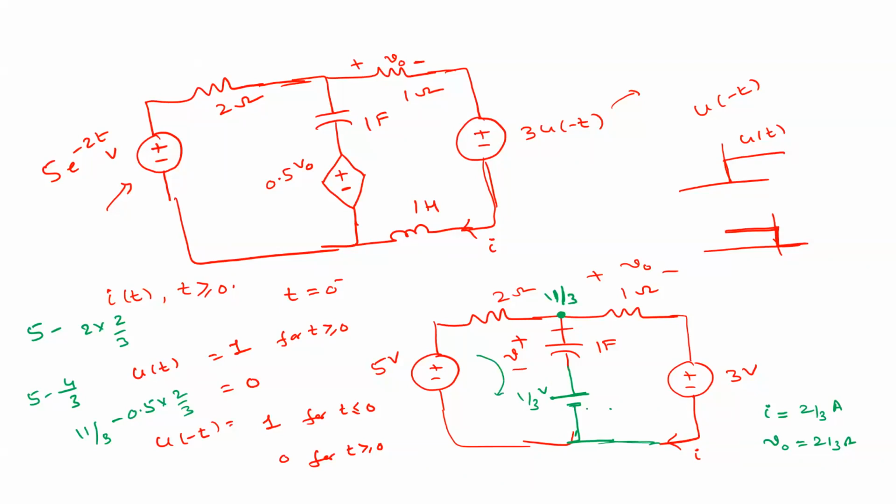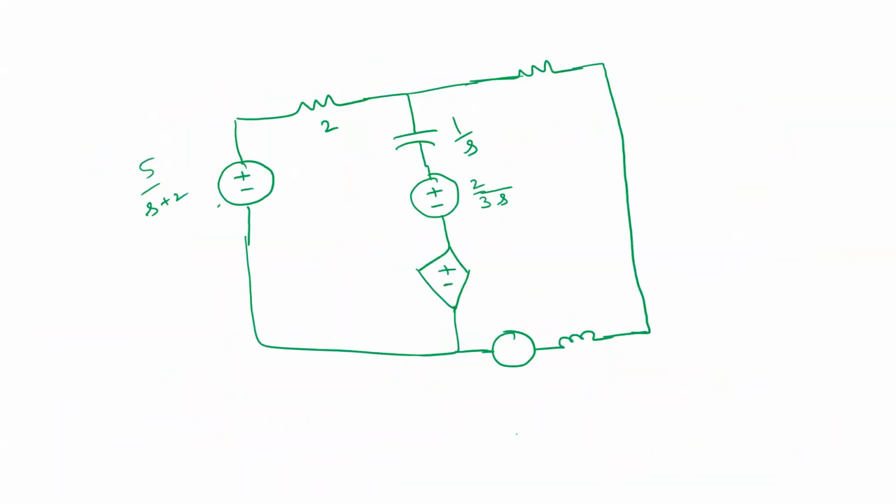We cannot say that this current is not flowing here, right? If you assume this is ground, this potential is 1 by 3 volts. So that means this is 10 by 3. You all agree with that? Its value is 10 by 3.